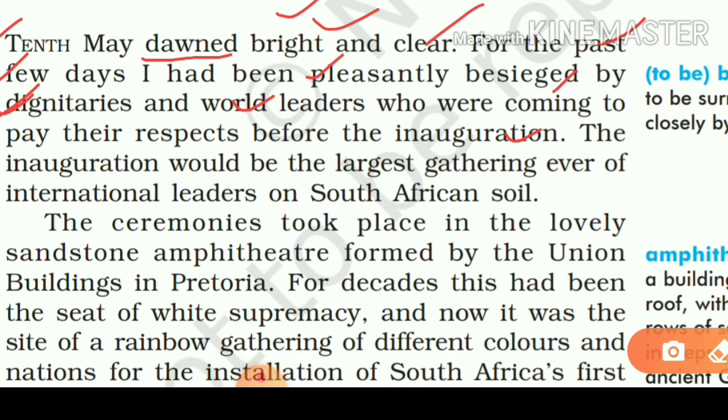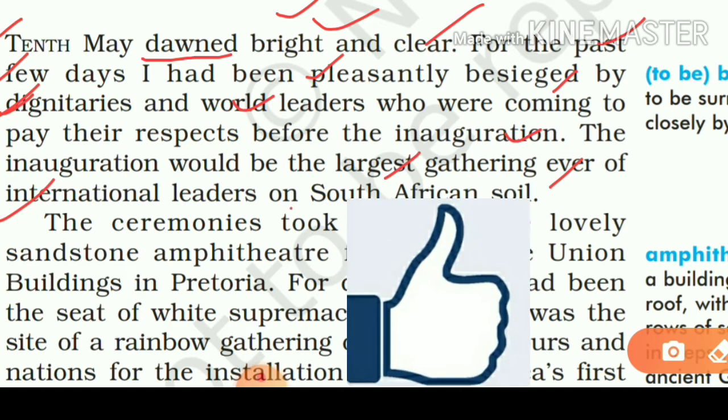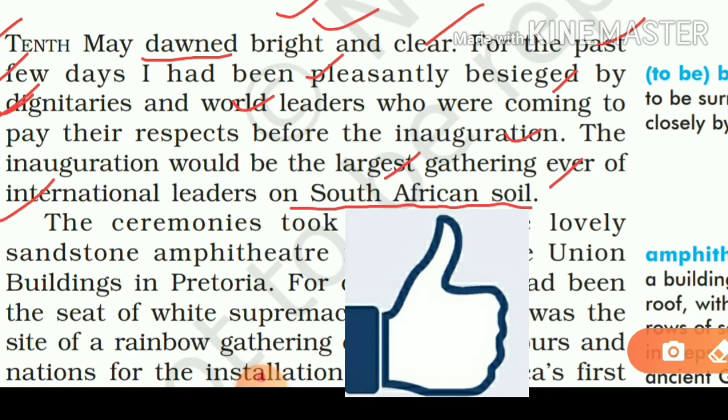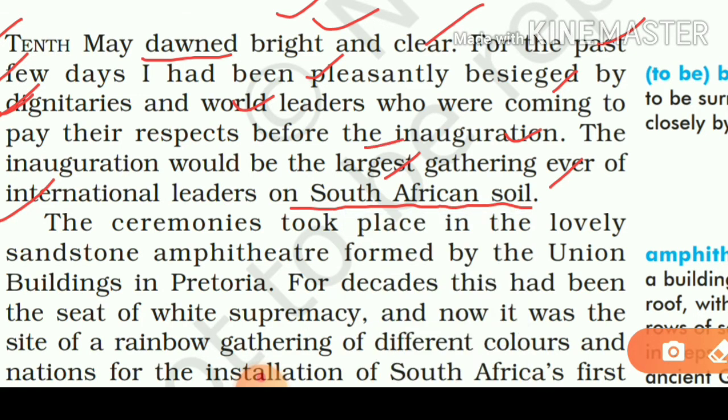Means 10th May, the day when the democratic government was to be installed there. Before that, just because Nelson Mandela played a great role in this. Fine. So many leaders were coming to pay their respects before the inauguration ceremony. The inauguration would be the largest gathering ever of international leaders on South African soil. So it was going to be the largest gathering.